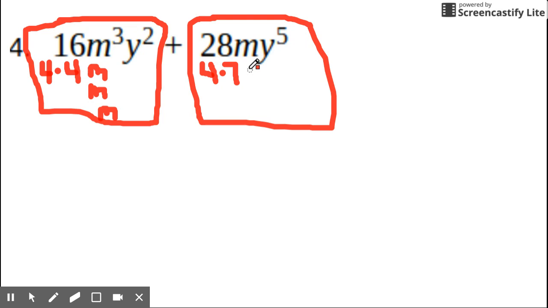And this piece over here, how many m's does this one have? Well, it doesn't have a power here. That means it's an invisible 1. You just have 1 m. So I'm just going to draw that m. What else do these 2 pieces have in common? Well, the y's. This piece has 2 of them, so I'm going to draw them. 1 and 2. This piece over here has 5, so I'm going to go ahead and draw them. There's going to be 5 of them.